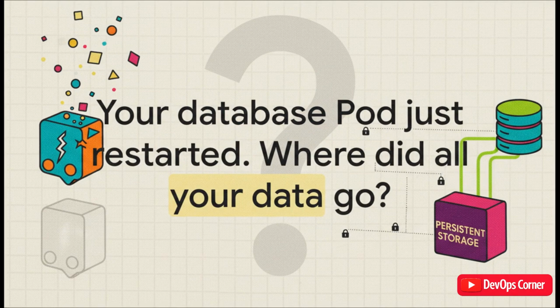So, picture this. You've just deployed your brand new database inside a Kubernetes pod. Everything's running smooth. But then, for whatever reason, the pod restarts. Maybe it crashed. Maybe Kubernetes just moved it to a new node. You check your app and poof, your data is just gone, vanished into thin air. So what on earth happened?